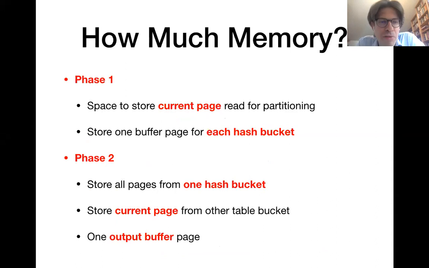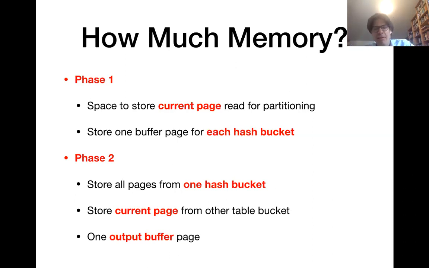So for this join operator, in the first phase of the join, we first of all need to reserve one page in my buffer pool, which, as a little reminder, is the part of main memory reserved for the database management system. So I need one page in memory to store the current page for partitioning. And then I want one output buffer for each of the hash buckets. As we will discuss in more detail later, the more hash buckets I want, the more pages in main memory I need to reserve for this first phase.